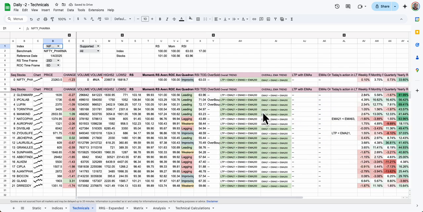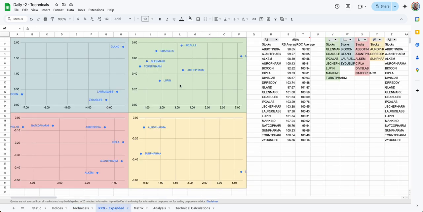So right now I've just got today's data. You can see a bunch of Nifty Pharma stocks are all bullish. They're all in the leading quadrant. You can see the RRG charts. These are the stocks that are relatively stronger within the pharma sector. You can see Lupin, Ipca Labs, Granules, Glenmark, Torrent Pharma, JB Chemical Pharma, Jubilant Chemical Pharma are all leading.